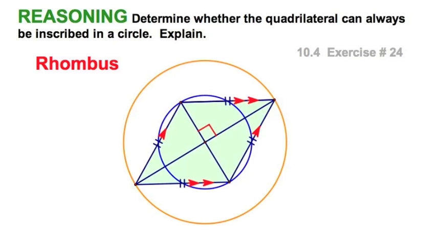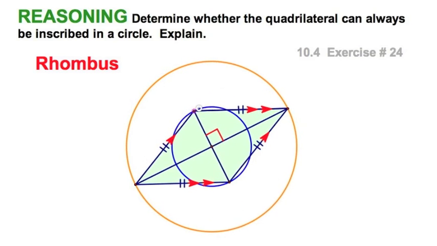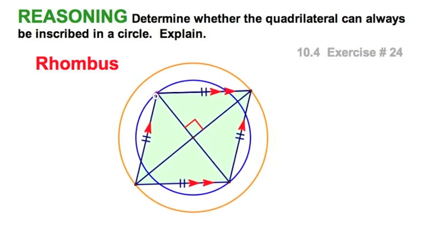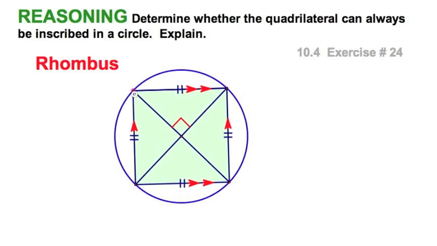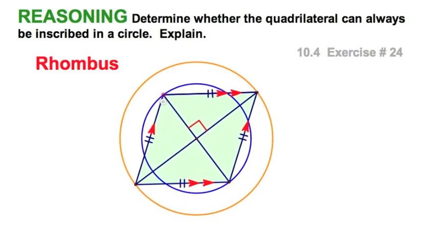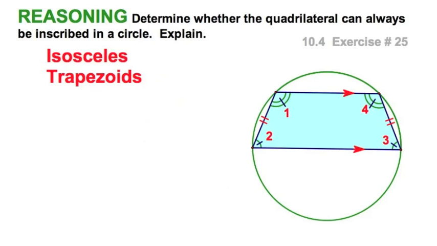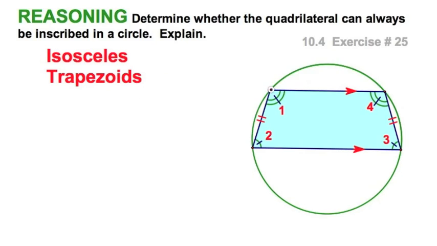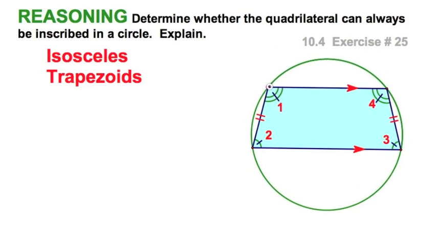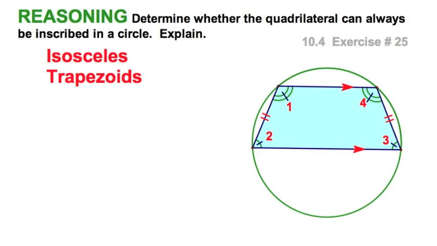Rhombus looks an awful lot like the parallelogram. Same situation, unless it's a special case where it happens to be a square. Otherwise, no for the rhombus. Isosceles trapezoid, the most interesting of them. On the surface, you might not see this one, but an isosceles trapezoid is inscribed in a circle. And let's prove it really quick.